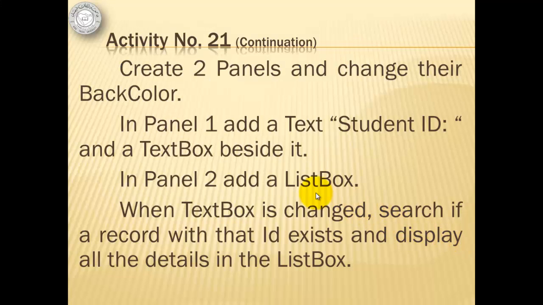To continue with our activity, we will create two panels and change their back color. In panel 1, we will add a text, Student ID, and a text box beside it. In panel 2, we will add a list box. When the text box is changed, we will search if a record with that ID exists, and we will display all the details inside the list box.